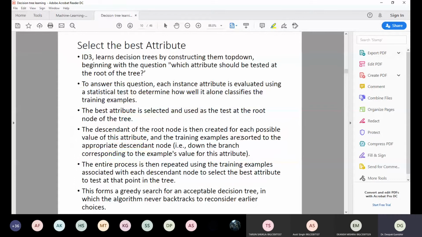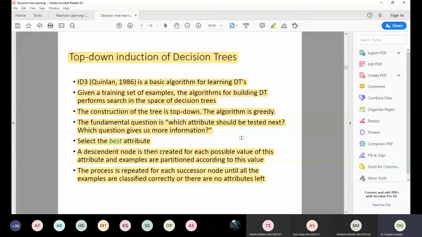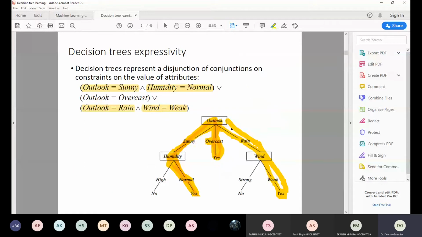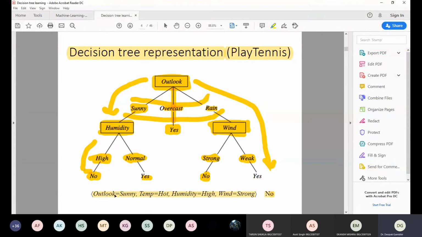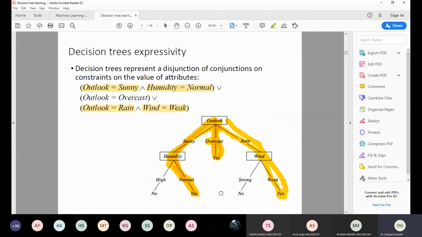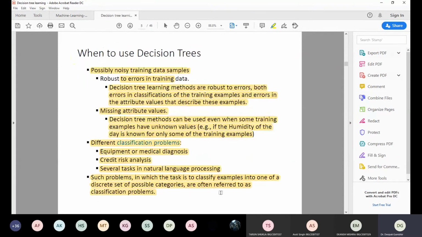Now the first question that arises is how to select the best attribute out of the number of attributes given here: outlook, temperature, humidity or wind. Which one to choose as the root node, which is the best attribute? How do we select it? It is selected on some basis.